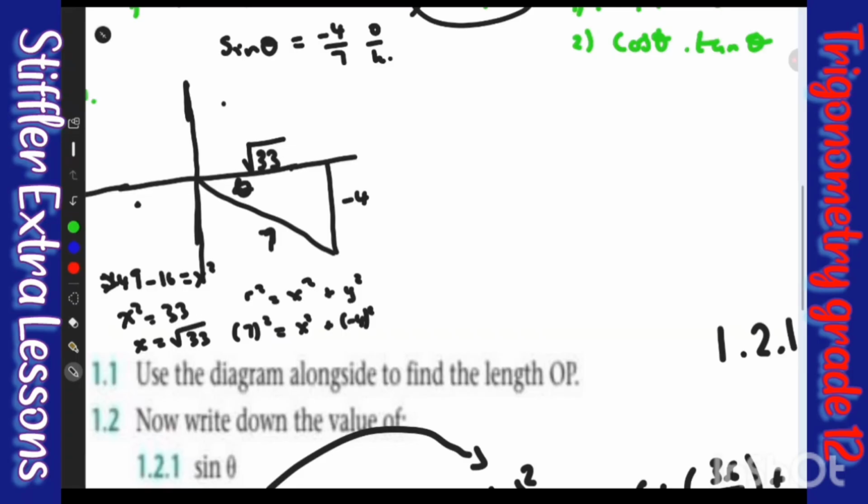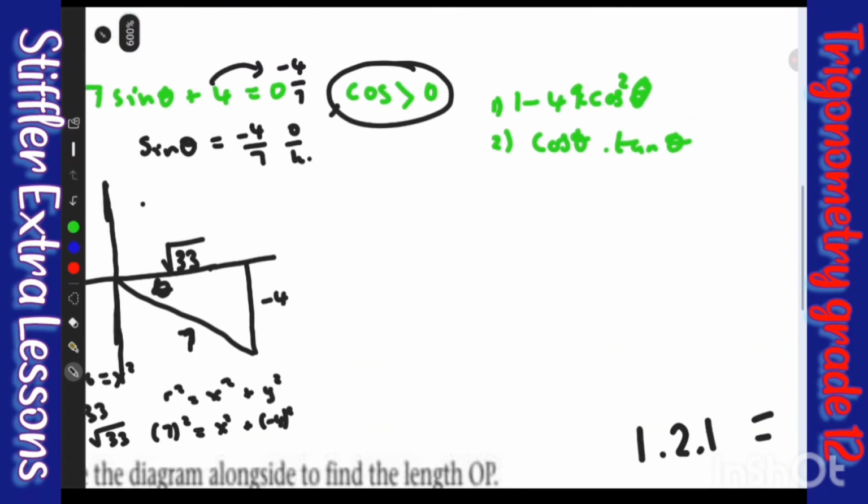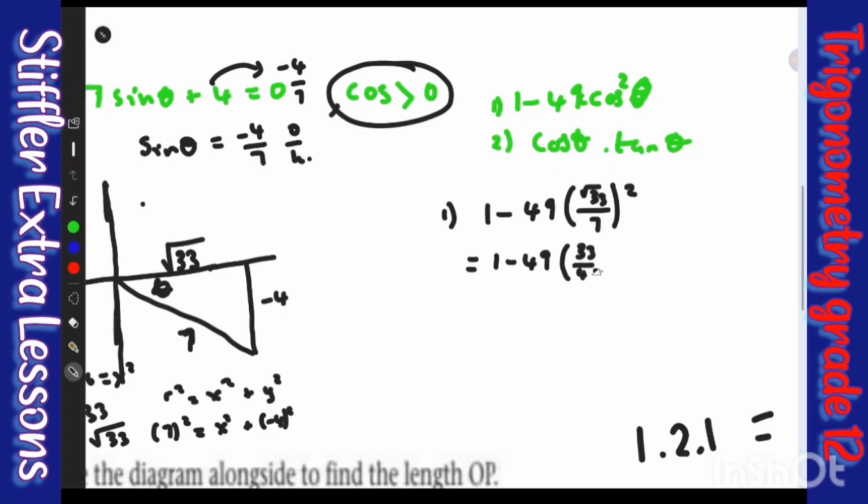So the next step now is to solve what they asked for. So let's see what they asked for so that we can solve. The first question, they said 1 minus 49 cos squared theta. So what is the value of cos? Cos is adjacent over the hypotenuse, right? So our adjacent is root of 33 over 7, and this is being squared. So if we square this, we are going to get 33 over 49. So now 49 and 49 may cancel out, and our final answer becomes 1 minus 33, which is negative 32.